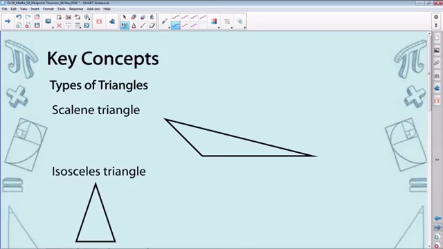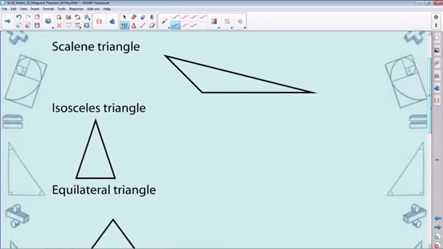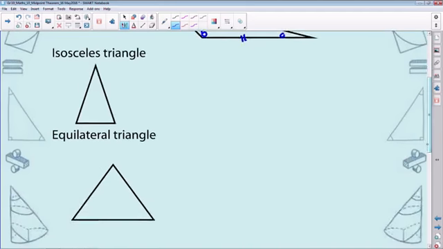And types of triangles. You'll remember last week I got you to draw these, and then we went through them. We have a scalene triangle where all three angles are different sizes, A, B, and C, and all three lines are different sizes. An isosceles triangle has two sides that are the same length and two angles that are the same size. And an equilateral triangle has three sides that are the same length and three angles that are the same size.